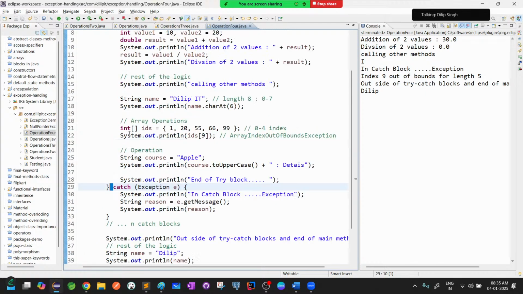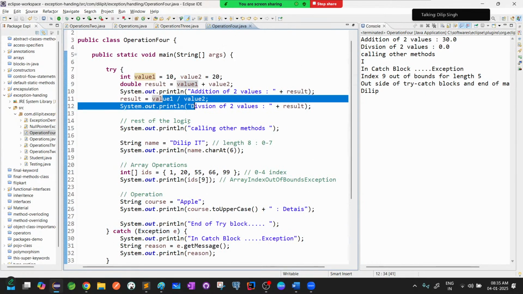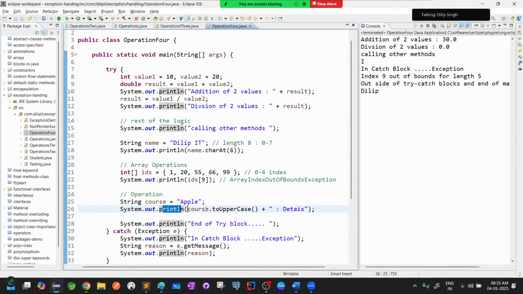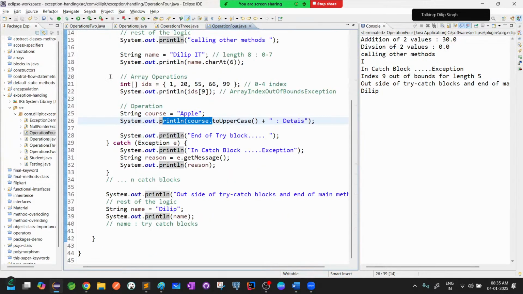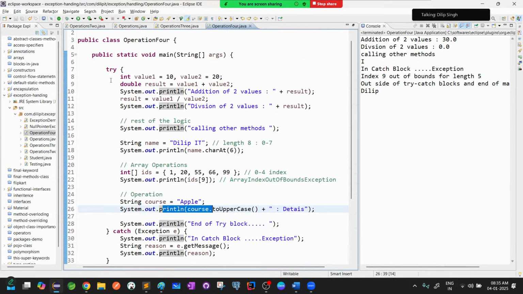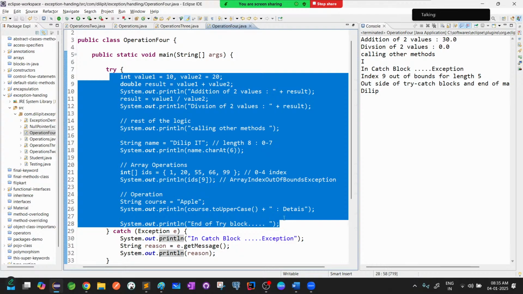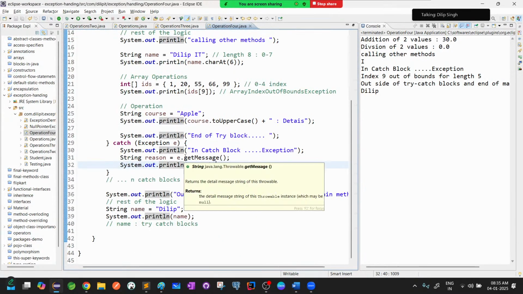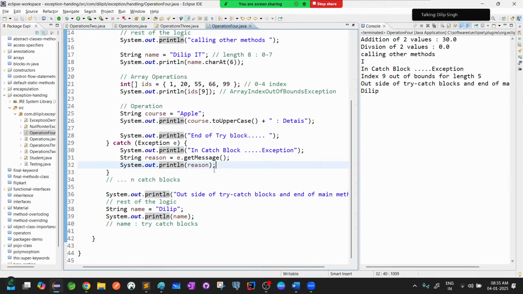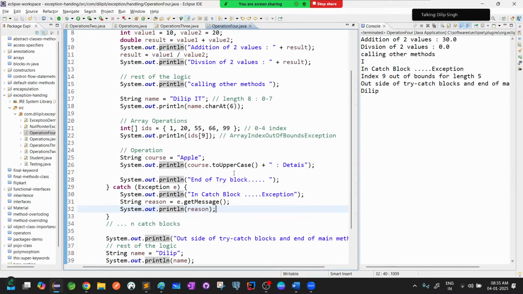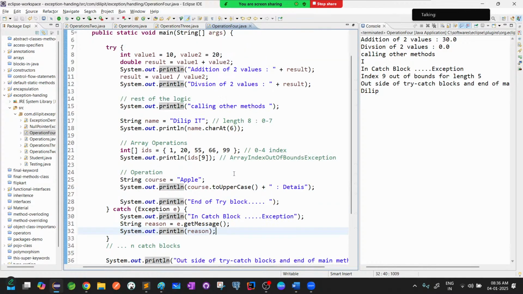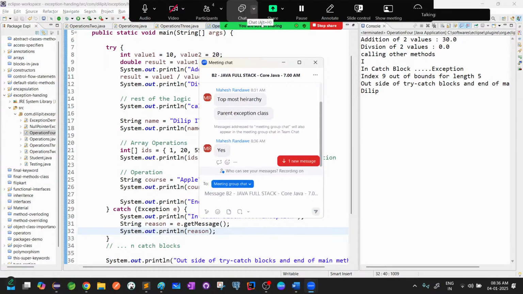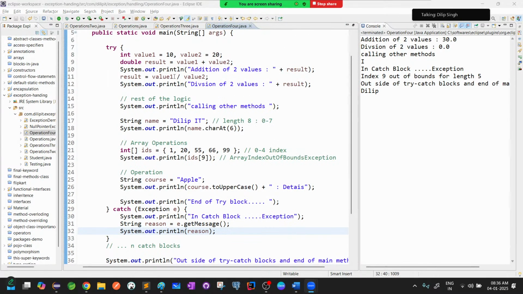Out of all four operations, division, string index, array index, null pointer, if any exception comes in this entire try block, any kind of exception, is my logic going to support it or not? Am I able to handle every exception or not? From this logic, can you tell me if I'm able to handle every exception? By any chance, does any exception get missed?